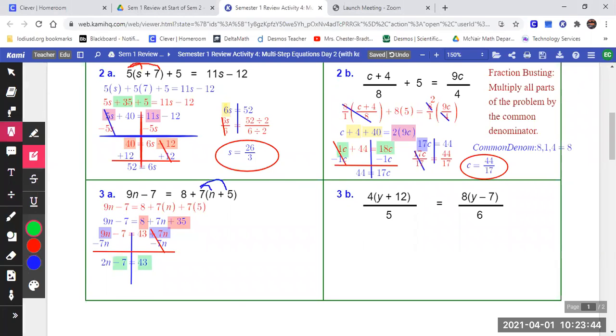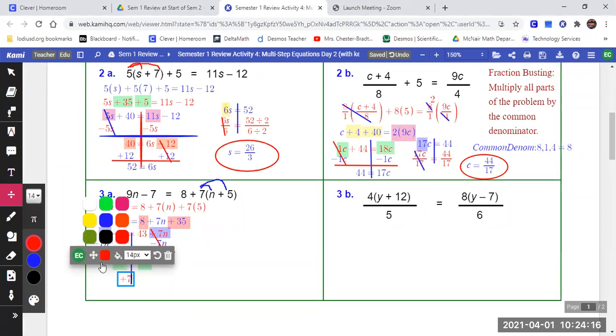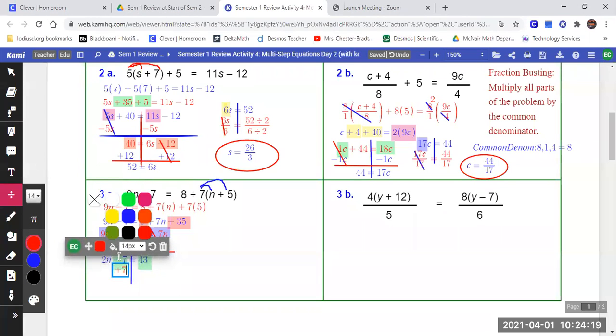So if we're moving away from the zeros, what would we be doing? Who would be moving if we're moving away from the zeros? Which piece has to move then? Yep, we have to add 7 to both sides. Add 7 to the left. Add 7 to the right.